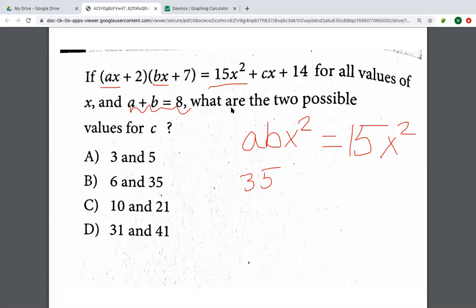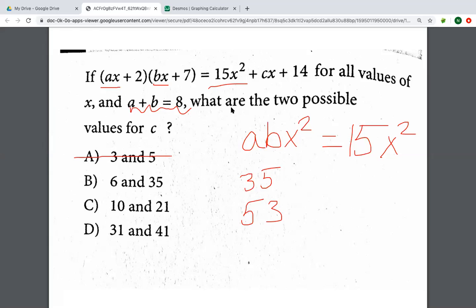Does it have to be 3 and 5, or could it also be 5 and 3? It could also be 5 and 3. Now, this question is intended to trip you up because look at what answer A is: 3 and 5. But what is the question asking me for? What are the two possible values for C? So I know that A is not correct. Okay, I'm looking for the values of C.